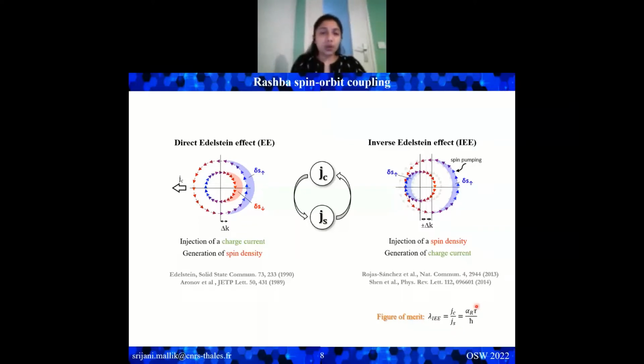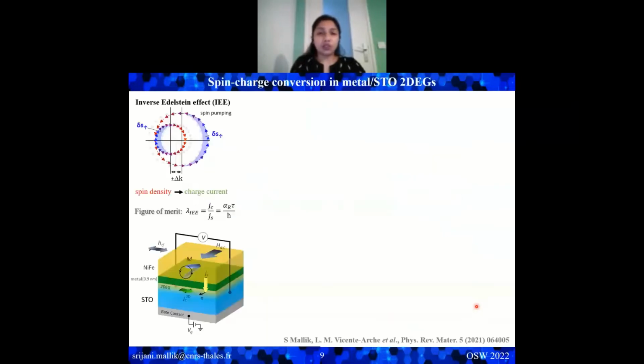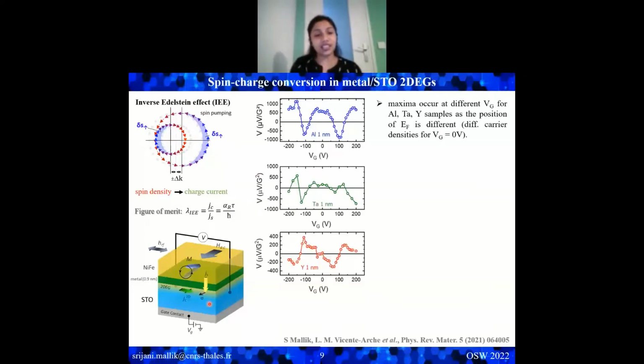So equipped with this, we did the spin charge conversion study in all our samples. Of course, to do spin pumping, I need to do a ferromagnetic resonance experiment, and I need a ferromagnet. So on top of the metal oxide, I deposited 20 nanometer of permalloy, which will act as the source of spin current. When we perform the ferromagnetic measurement, then at ferromagnetic resonance, a spin current is injected in the two-dimensional electron gas, and due to the inverse Edelstein effect, a charge current is generated perpendicular to this direction.